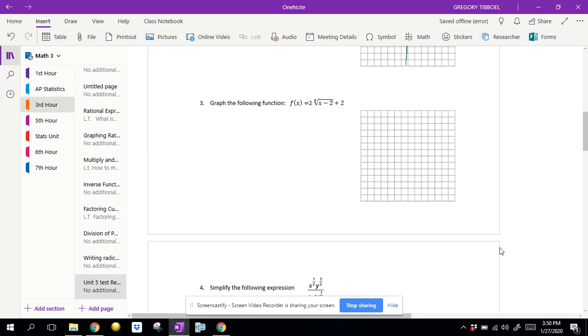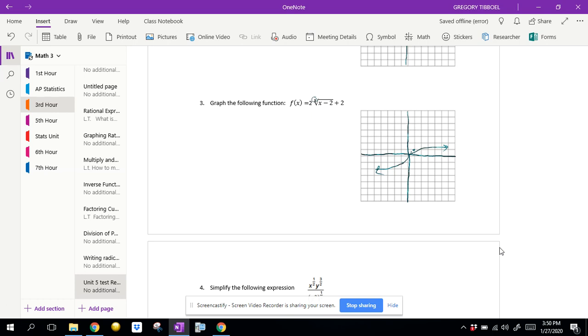Now, this one right here is a cube root. So we have a slightly different parent function. So the parent function on this one is up 1 and over 1. And we curve sideways, and then this way we curve the other way sideways. So that's the parent function.